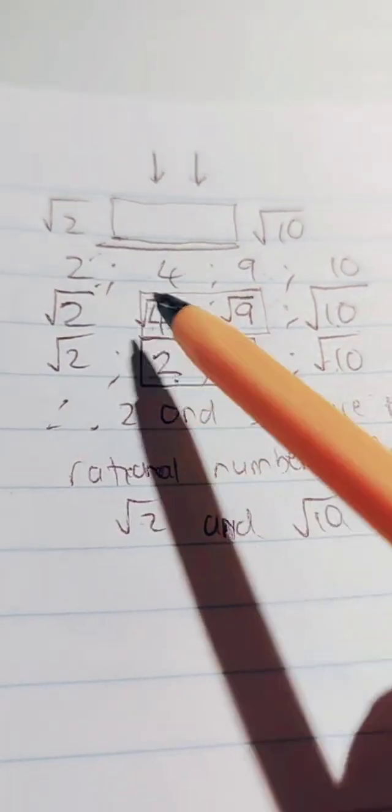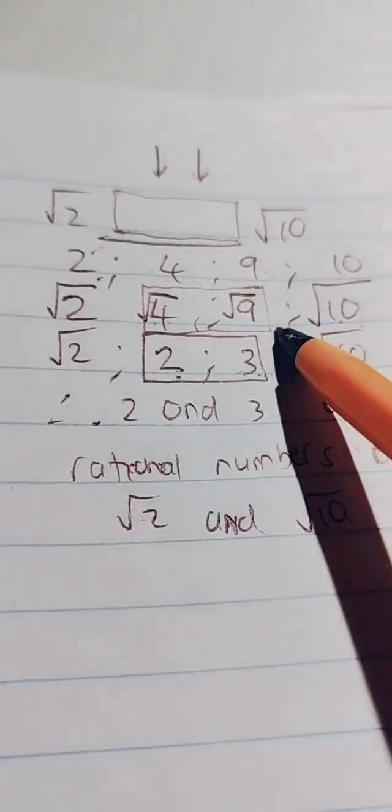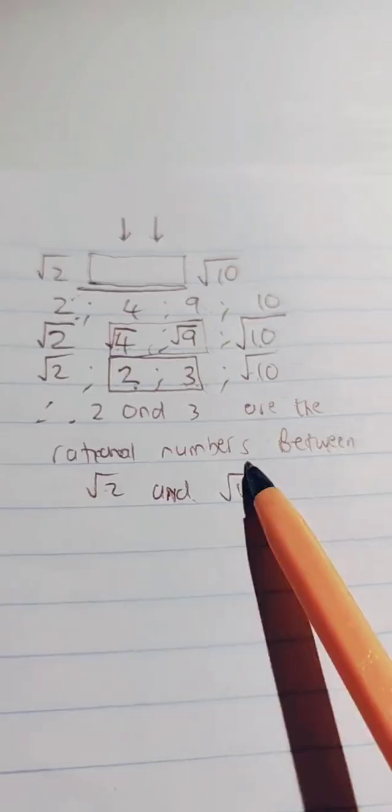Then I put the square root on all of the numbers so that we can see what these perfect square numbers will lead to. It's 2 and 3. So that's why we say 2 and 3 are the rational numbers between the square root of 2 and the square root of 10. Beautiful question, by the way. Very nice question, that one. Okay, let's move on.